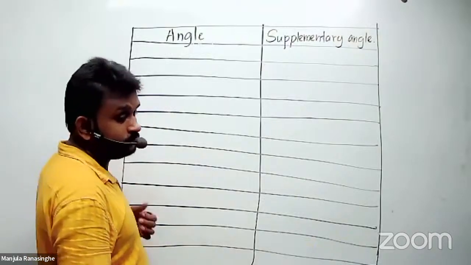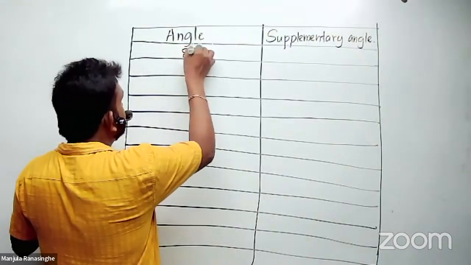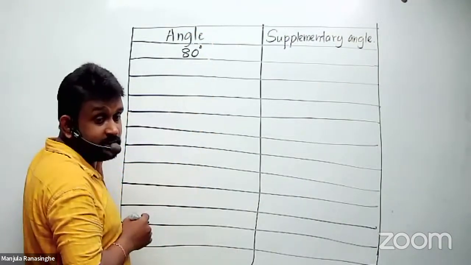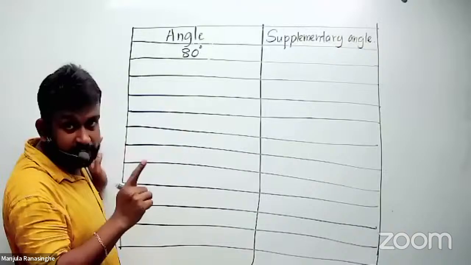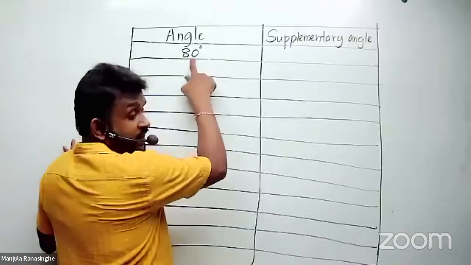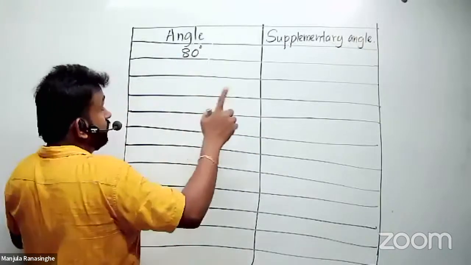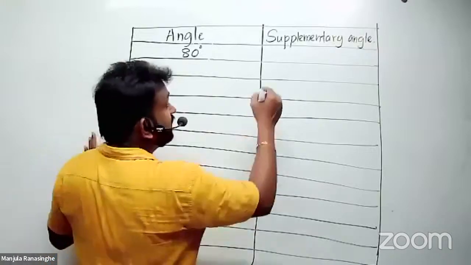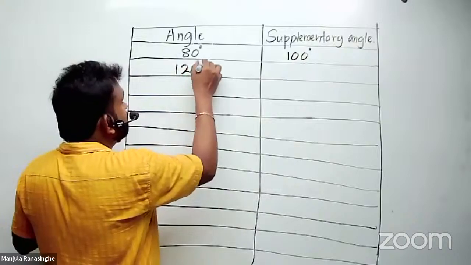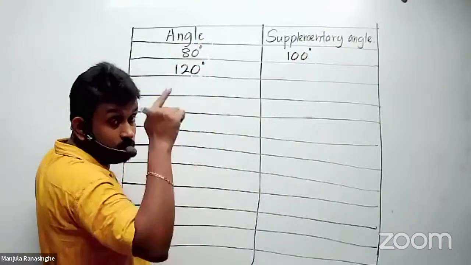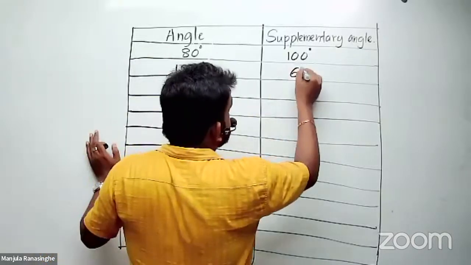Right. So I have angle 80 degrees. So how to get the supplementary? They both add up to 180, right? So from 180 now I subtract 80. Previously from 90 subtracted. From 180 I subtract 80, then it becomes 100 degrees. Then imagine I have 120 degrees. Then how to get the supplementary? From 180 subtract 120, then it gives you 60 degree.